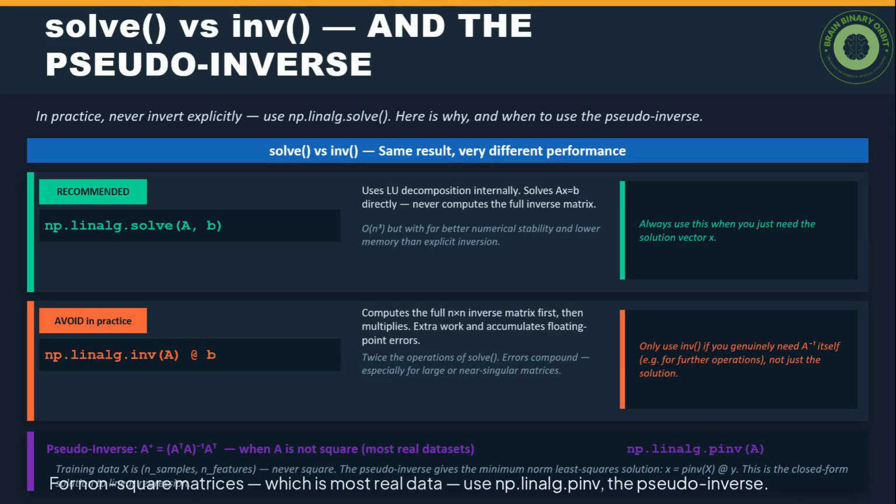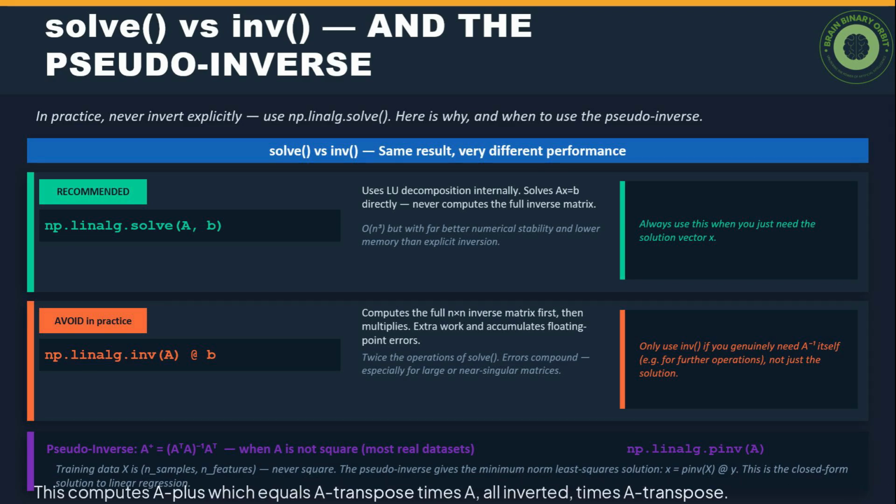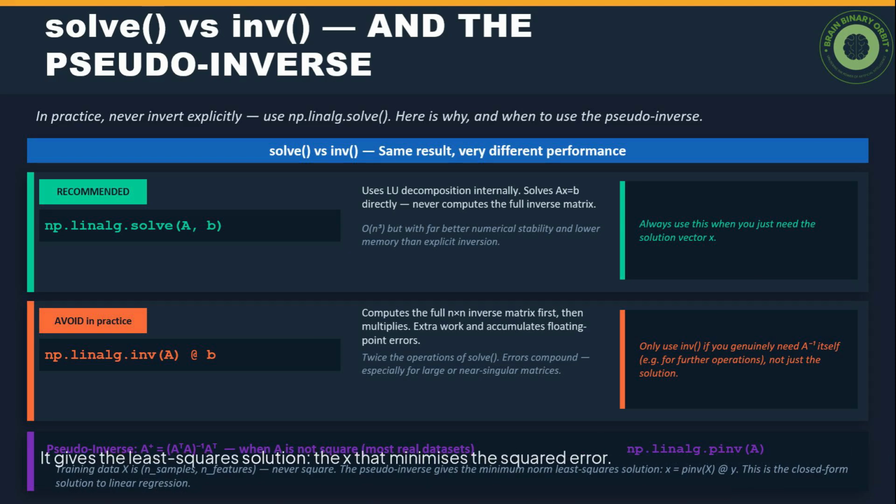For non-square matrices, which is most real data, use np.linalg.pinv, the pseudo-inverse. This computes A plus, which equals A transpose A, all inverted, times A transpose. It gives the least squares solution, the X that minimizes the squared error. This is the closed-form solution to linear regression.